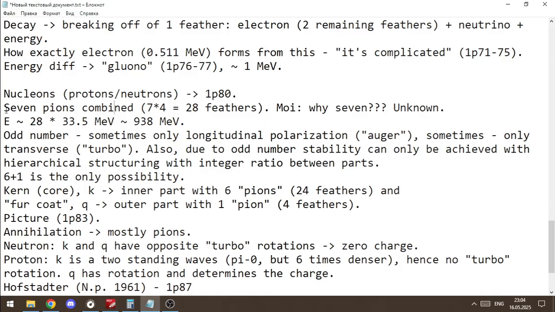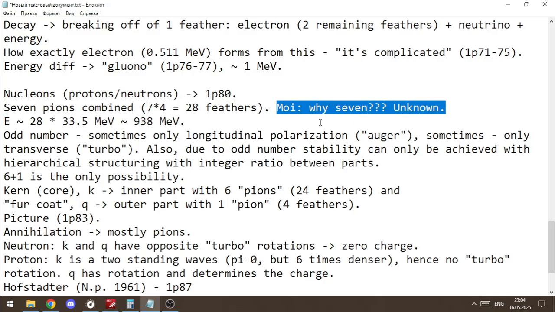So he just postulates that a proton and a neutron are just 7 pions combined. So that would be 7 times 4. I'll remind you that a pi-meson has 4 feathers, according to Burtaev, each having roughly 35 MeV energy. So 7 of these pions would be 28 feathers. And here's my question to myself and you and Burtaev and everyone else: why exactly 7? Why not 2? Why not 3? Why not 4? Why not 5? Why not 6? Why is it 7? And I don't know, that's my answer to my own question.